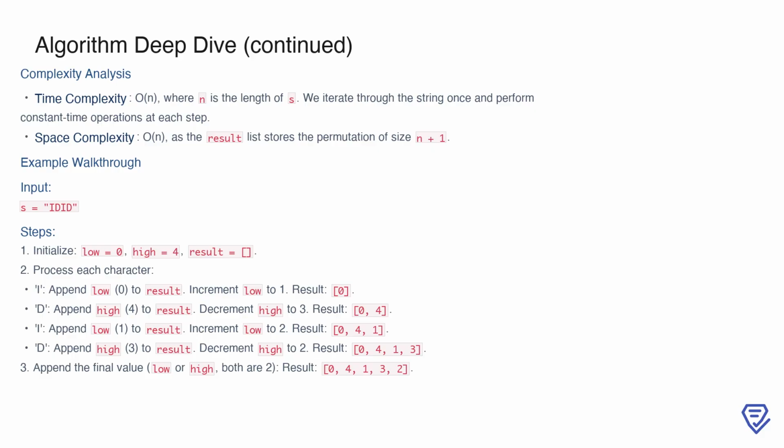At this point, low and high are both 2, so we append the final value to result. The resulting permutation is 0, 4, 1, 3, 2. The output for this example is 0, 4, 1, 3, 2. This permutation satisfies the constraints defined by the input string s equals ID, where each I corresponds to an increase and each D corresponds to a decrease.